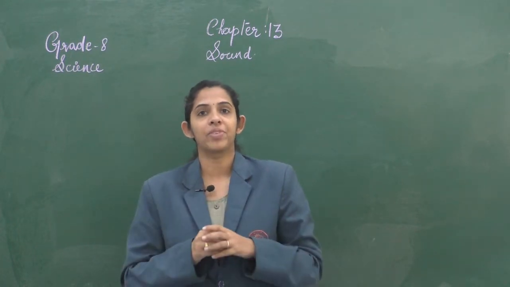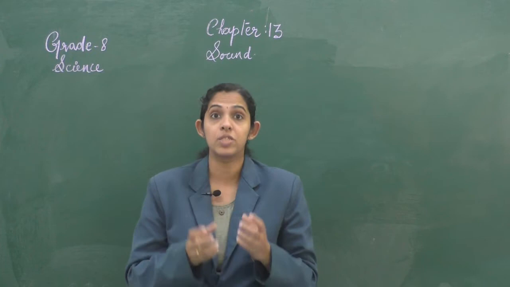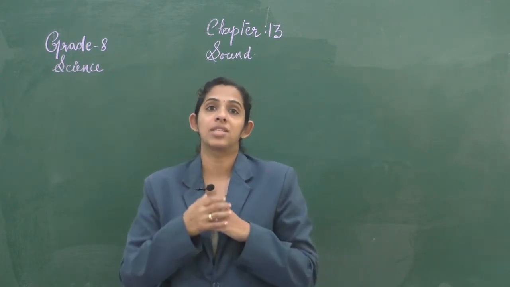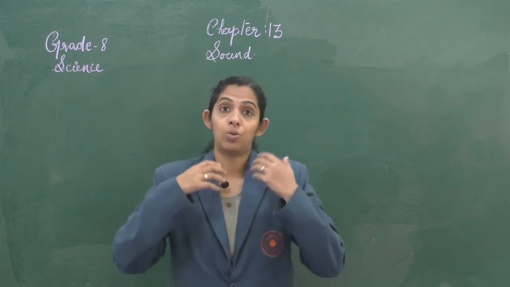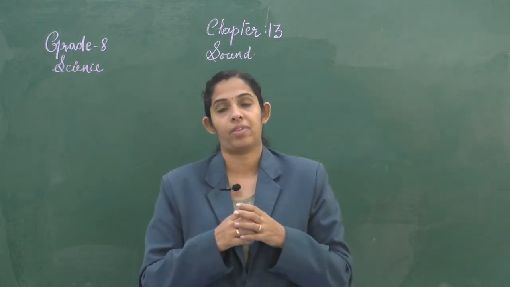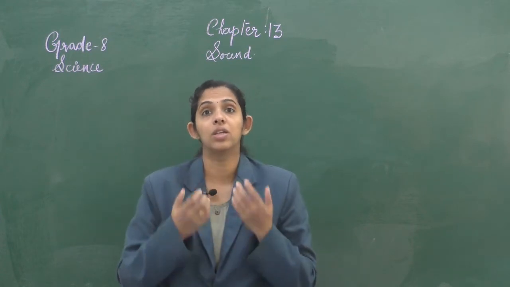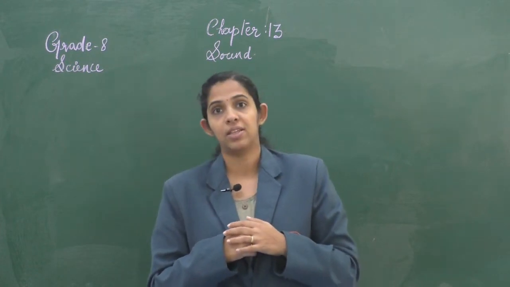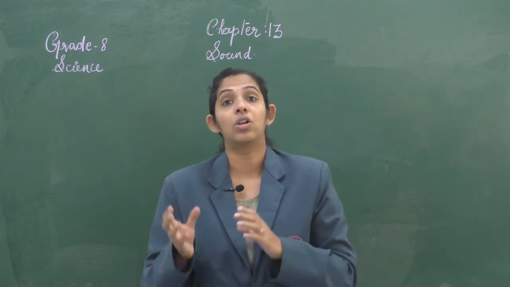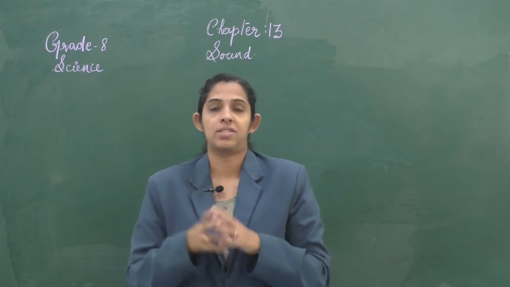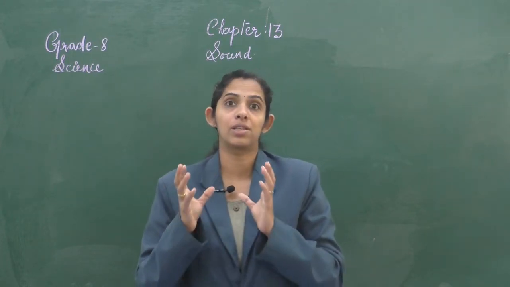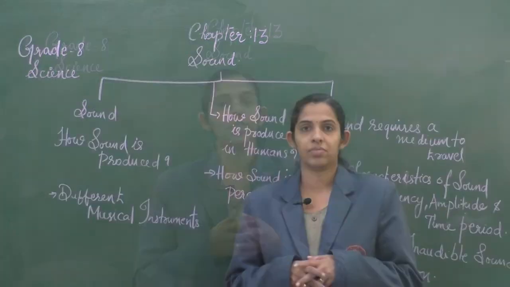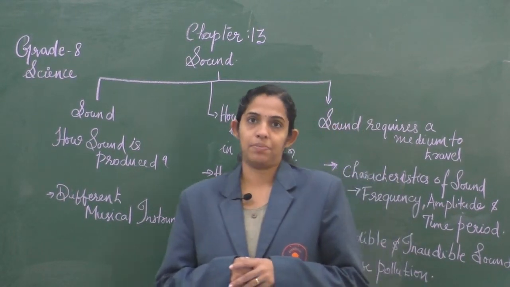So in this chapter, we are going to see what sound is, how sound is produced, and what the different characteristics of sound are, how sound waves travel through a medium, how sound is produced in humans and how sound can be received by humans. Also, we have seen the concept of audible and inaudible sound and noise, how it is different from a musical sound, and we have discussed also about noise pollution. Let us see the mind map of the chapter.